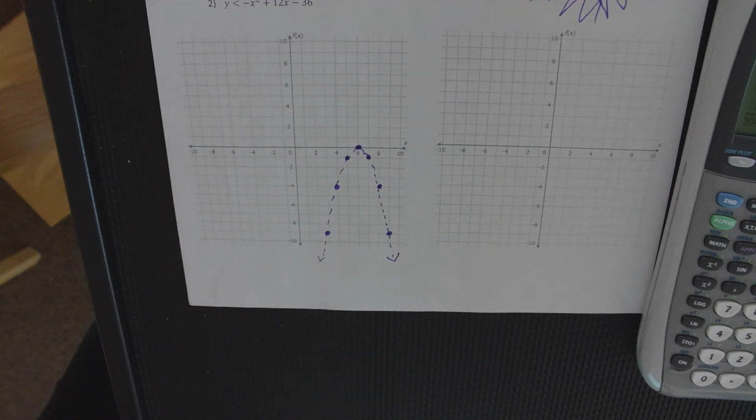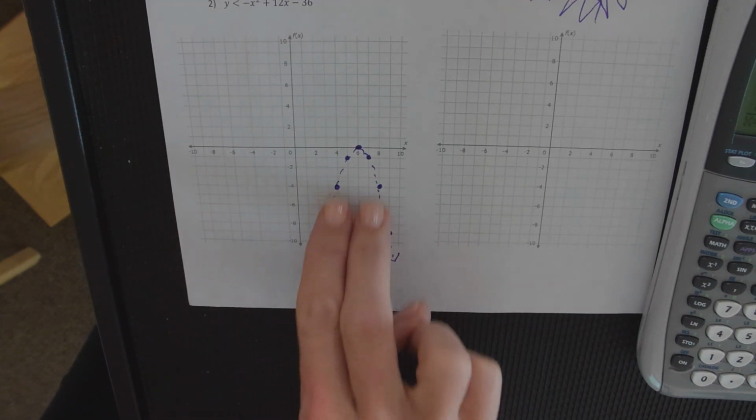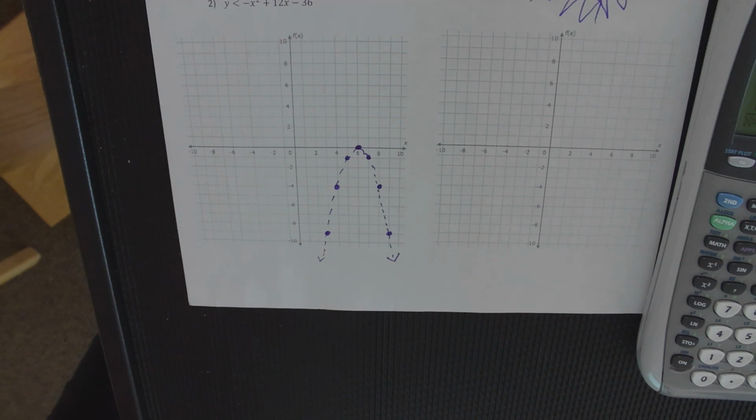I did 6, 0. Okay, you can't use the vertex. Can we use any other point besides the vertex? You don't want to use the points you plotted on the parabola. So when can you use what? Okay, let's go back. Why can we use the origin? You can.